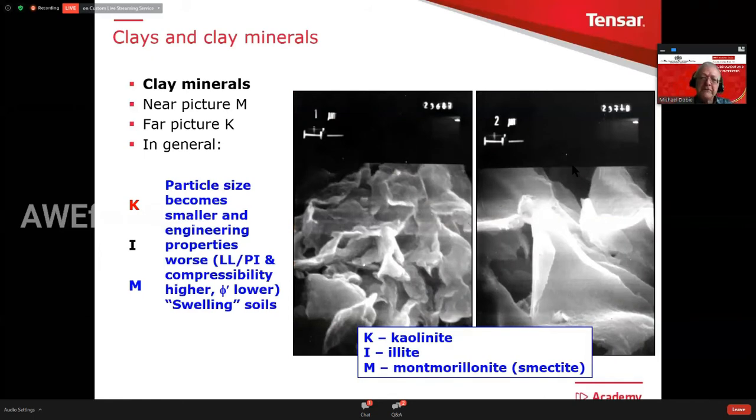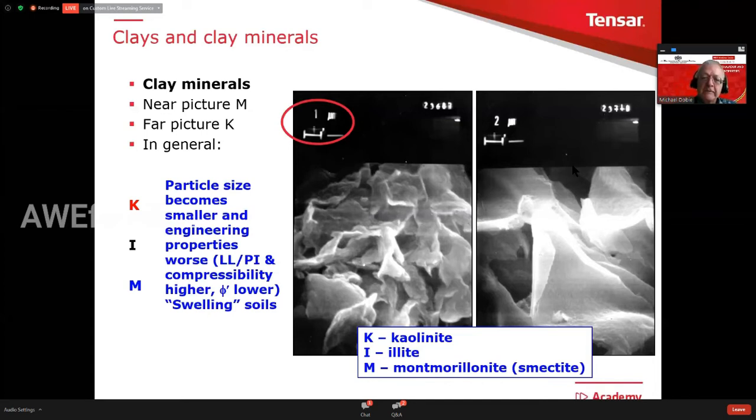Any kind of presentation like this wouldn't be complete without a few pictures from an electron microscope to look at these things. So these are clay minerals. The clay minerals are a very special set of minerals. And what you can see straight away is, first of all, they're very small. So that is a scale bar there of 1 micron. That's 1/1000th of a millimeter. And they are very small.